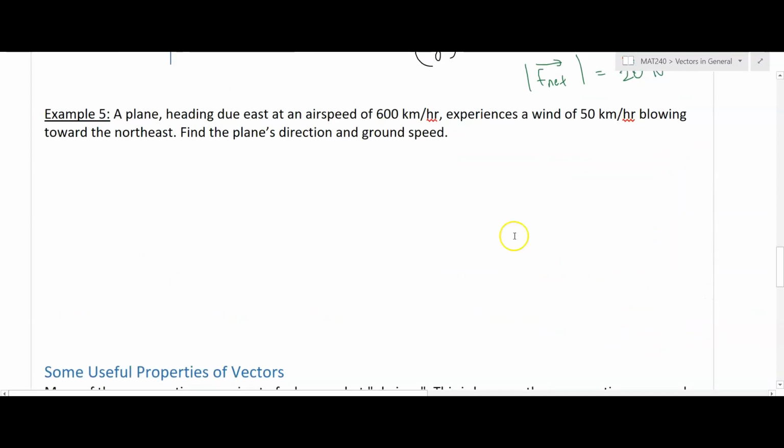Let's look at another one. A plane heading due east at an airspeed of 600 kilometers an hour experiences a wind of 50 kilometers an hour blowing towards the northeast. Find the plane's direction and ground speed. Ground speed is just how fast the plane is going relative to the ground.